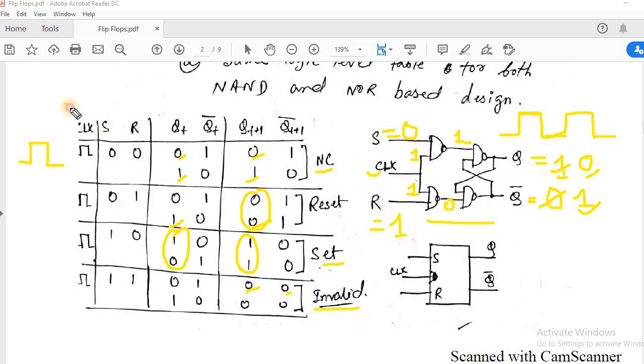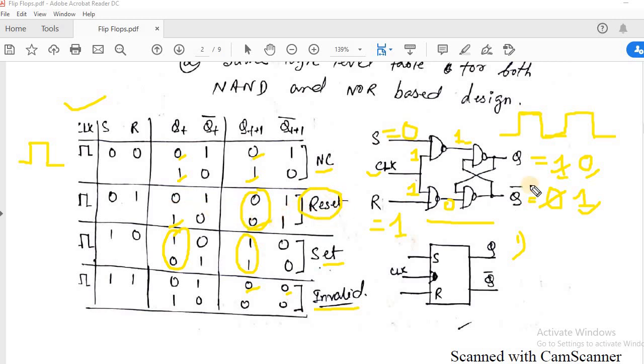And this is the characteristics table of an SR flip-flop. If the question asks you to describe the characteristics of an SR flip-flop, then in step 1 we have to define S equal to 0, R equal to 0. You have to explain in detail how it is no change. Now in the second step, S equal to 0, R equal to 1. Explain how it is a reset.